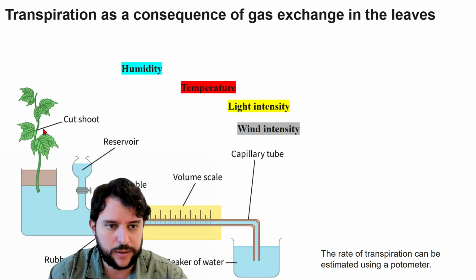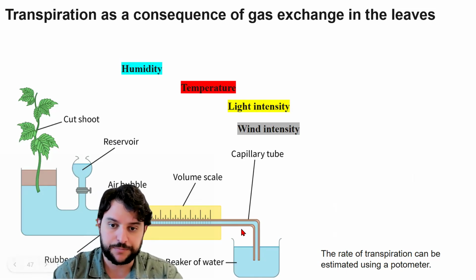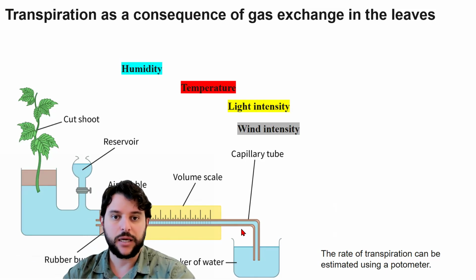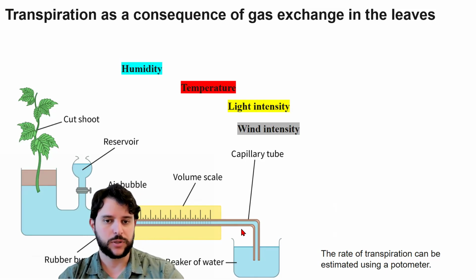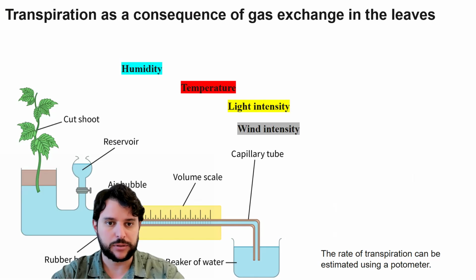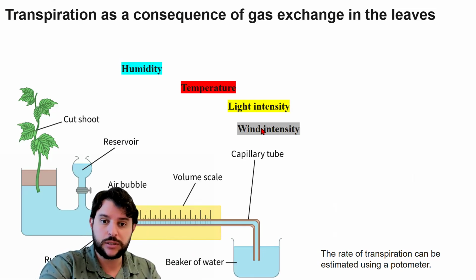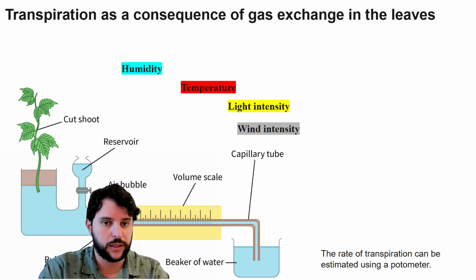What happens? These plants will start to transpire through the xylem, and as they take up water, this bubble or the volume of water is going to decrease. Some factors might increase or decrease this transpiration. This is what we study in a potometer and in these labs. Moisture, temperature, light, and wind intensity are definitely going to influence, increase or decrease the transpiration rate of these plants.